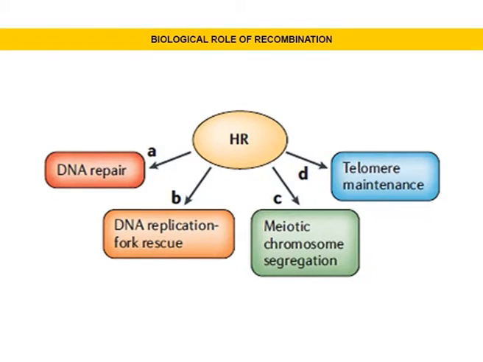Advantage of recombination. Here in this figure you can see the biological roles of recombination. Cell divisions in eukaryotes like plants, animals, fungi and protists divide through mitosis, where the integrity is maintained by homologous recombination through double strand breaks. Unrepaired double strand breaks can lead to cancer.